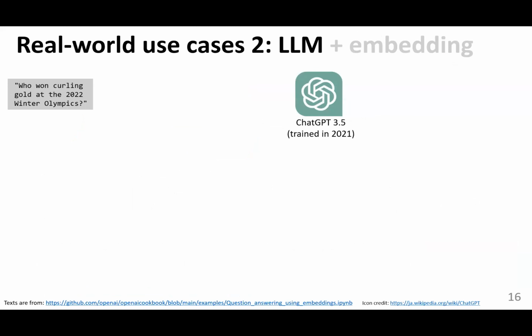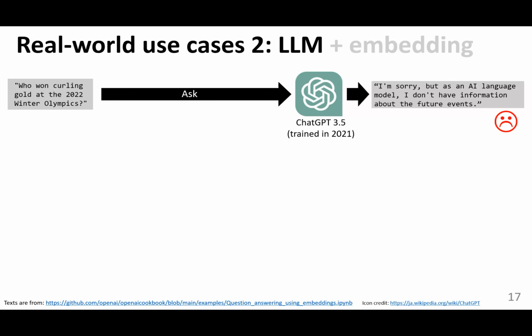Here is another real-world use case. As you know, ChatGPT 3.5 was trained on data up to 2021. So there's a problem. If our question is like this, asking about Olympic gold medals in 2022, this is a future event from GPT's perspective. If we ask this, GPT doesn't work, because GPT doesn't know the future event, right? This is a kind of problem of large language models.